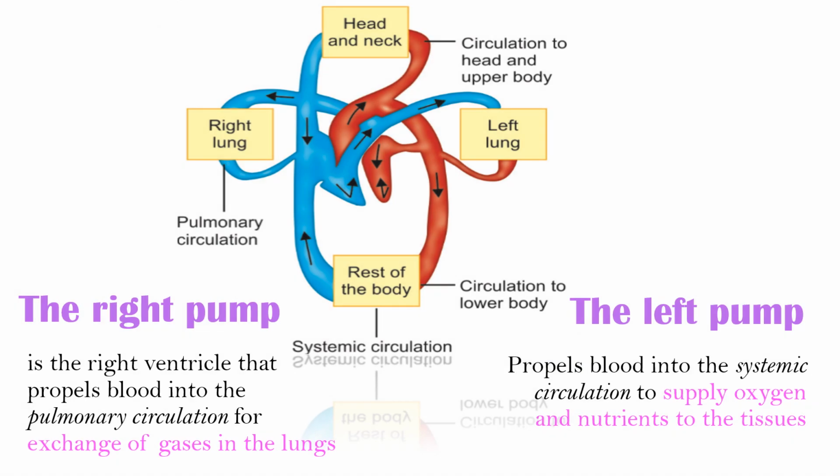The right pump is the right ventricle that propels blood into the pulmonary circulation for exchange of gases in the lungs, blue-colored. The left pump propels blood into the systemic circulation to supply oxygen and nutrients to the tissues, red-colored.